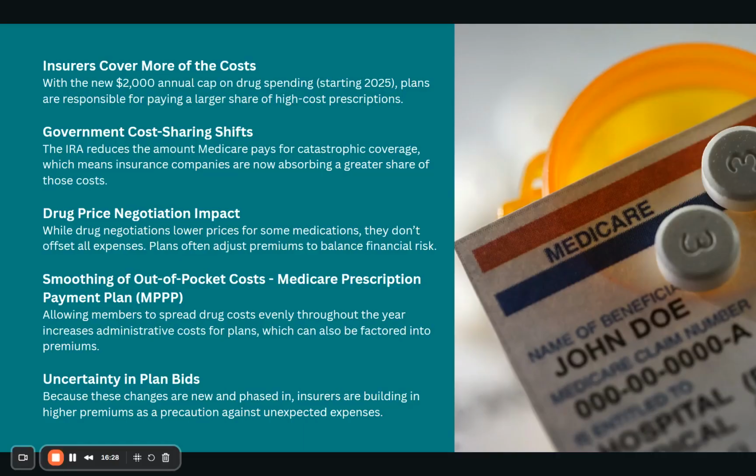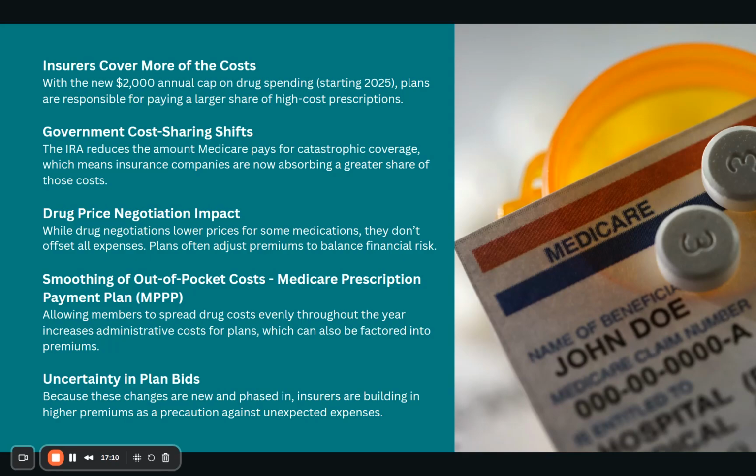Drug price negotiation impact. Even though they're lowering prices for some of these medications, these plans are adjusting premiums to balance the financial risk. Also, one program that started this year was the Medicare Prescription Payment Plan with every drug plan. Those who have more expensive medications get hit with the deductible and big upfront costs, like in the first month or whenever they first fill the drugs during the year. This payment plan helps spread those costs evenly throughout the year. Those are more administrative costs for plans, so that can also be factored into premiums.